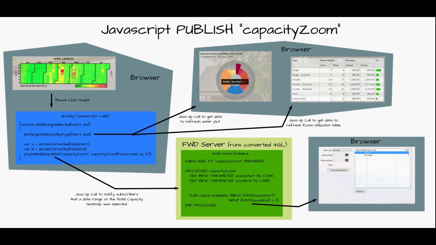This gets routed up to the Forward server, where the original 4GL code would look like this. We have done a subscribe to the capacity zoom, and we do some processing of the start and end, and we pass that into check availability, which basically updates these controls and refreshes the data in the browse.